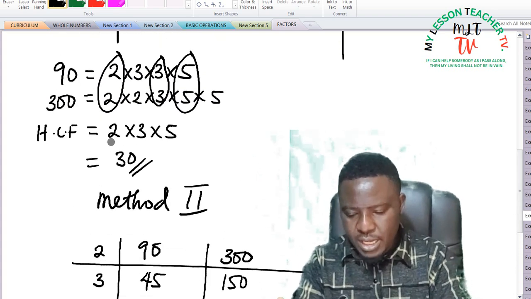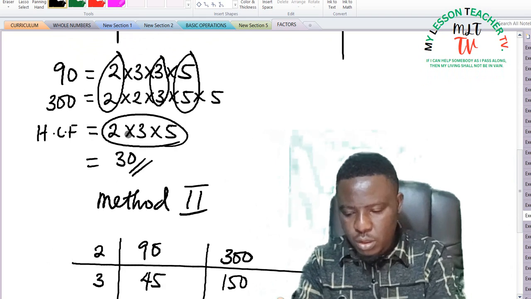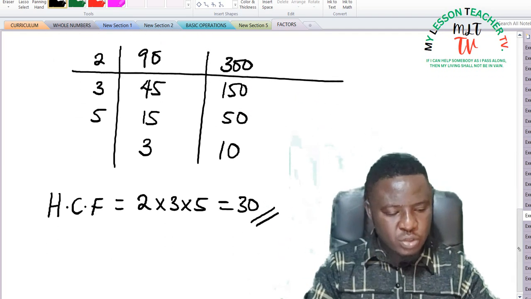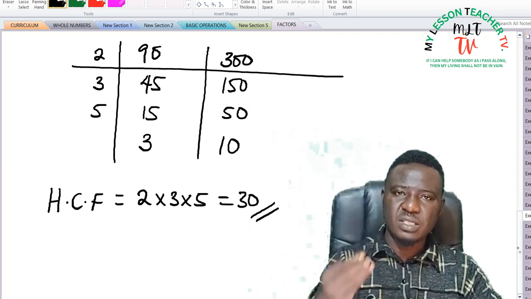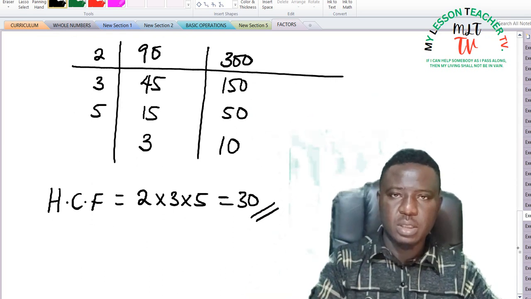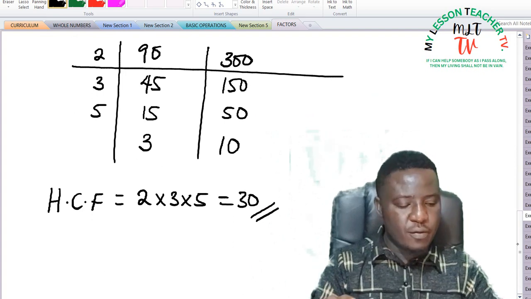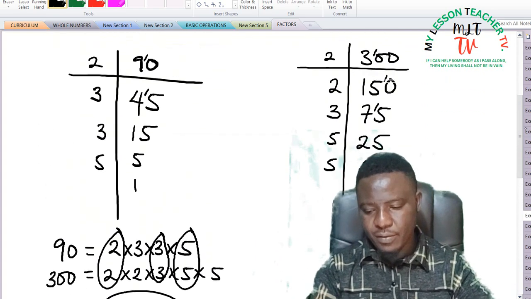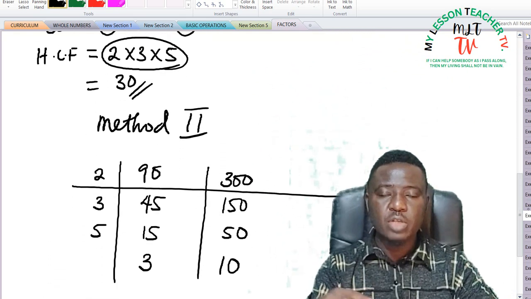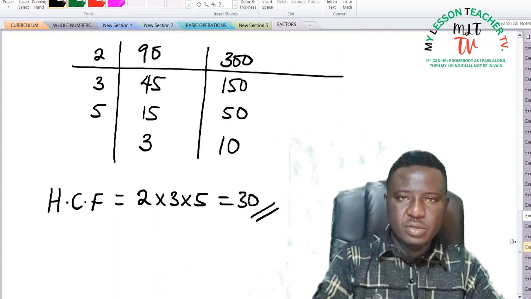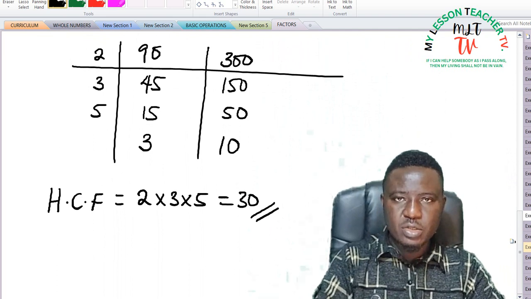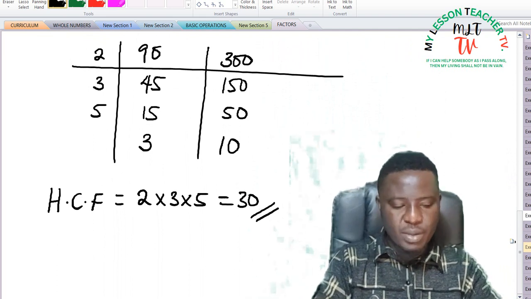And if you look out, the highest common factor we got is what we used in dividing in method 2. So you will discover that method 2 tends to be faster and as accurate as method 1. Because in method 1, if you should make a mistake in expressing each of the numbers as a product of their prime factors, it will also automatically affect the final answer. So in our subsequent exercises, we shall be using method 2 in solving the HCF of numbers.